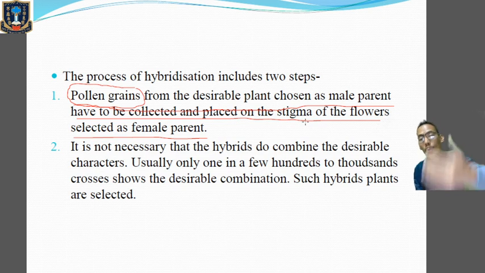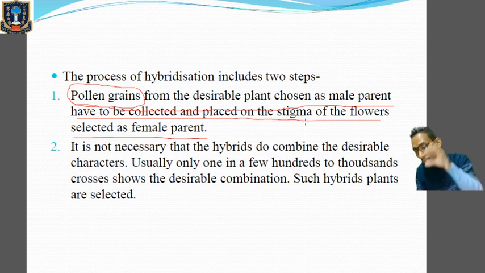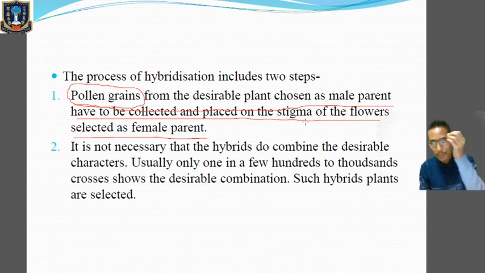Now we'll go for cross hybridizations. The hybrid progeny will be produced, and it is not true that all the progeny will be hybrid. One in 100 will be our hybrid progeny, or 100 in 1,000 will be our hybrid progeny. So we have to select those hybrid progeny which bear both the parental characteristics. Then we have to go for artificial selection. Clear? So these are the two steps of cross hybridization.